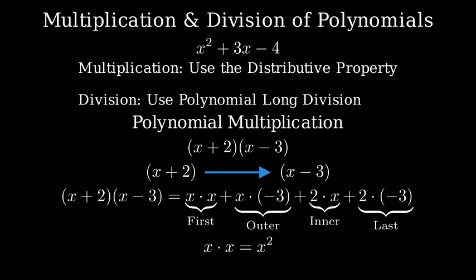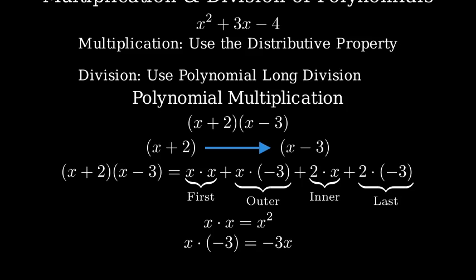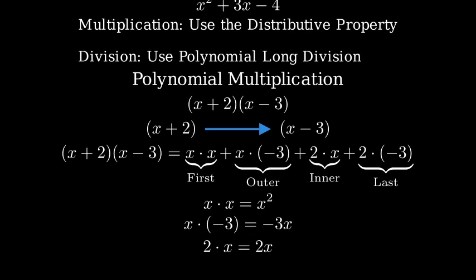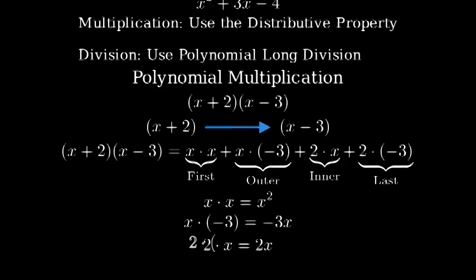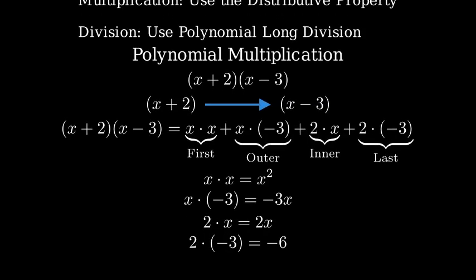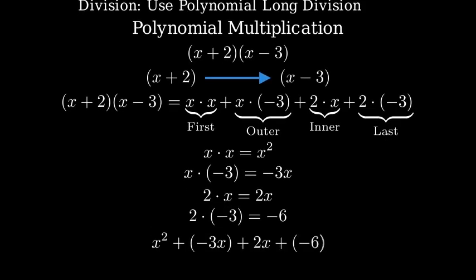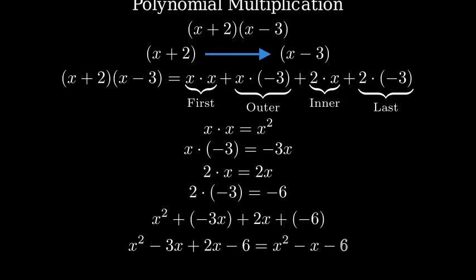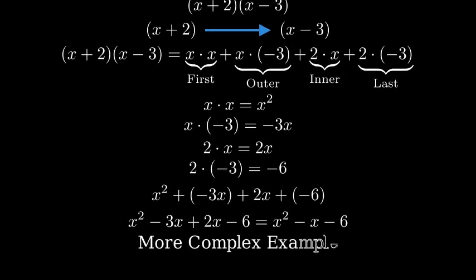First, multiply x by x to get x squared. Next, multiply x by negative 3 to get negative 3x. Then, multiply 2 by x to get positive 2x. Finally, multiply 2 by negative 3 to get negative 6. Combining like terms, we get x squared minus 3x plus 2x minus 6, which simplifies to x squared minus x minus 6. Let's try a more complex example.